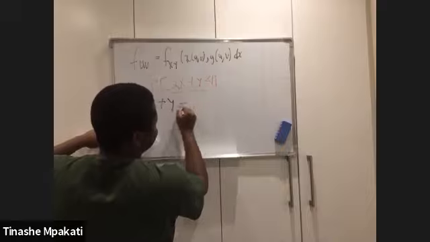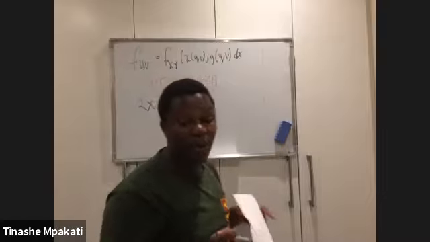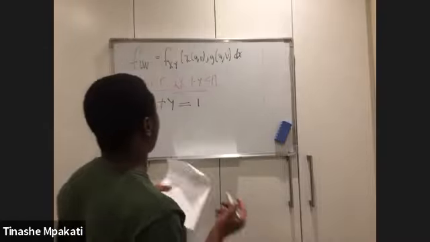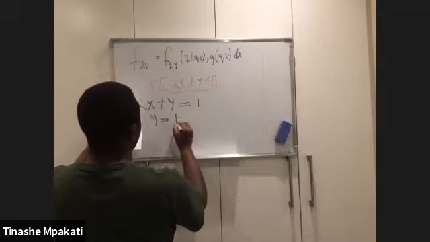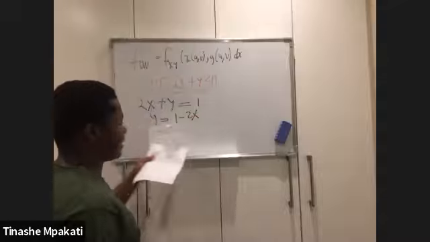For now, I'll take this as just being equal to 1, because what I want is just for us to have some line that we are going to draw. You make your y the subject of the formula. That is y is equal to 1 minus 2x, like that.